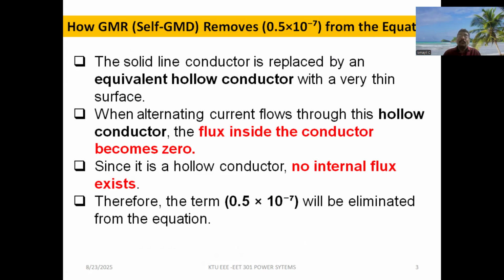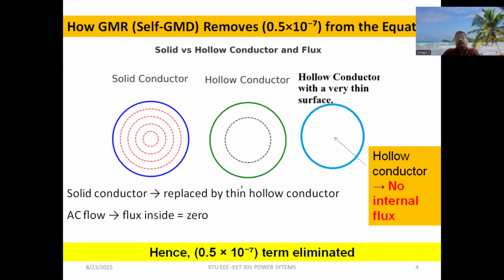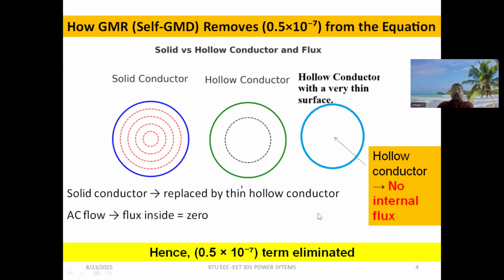If no current flows, there is no flux inside the conductor. Only flux lines are there in the outer portion of the conductor. Hence, there is no internal flux. Thereby, we can eliminate the term 0.5 into 10 raised to minus 7. We can see the same concept through these figures.